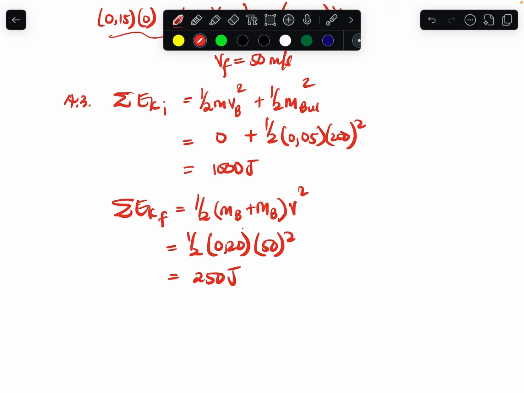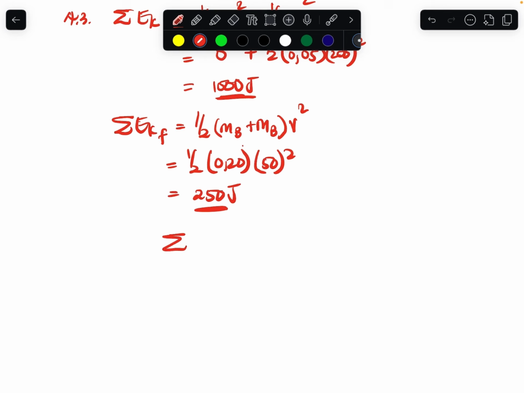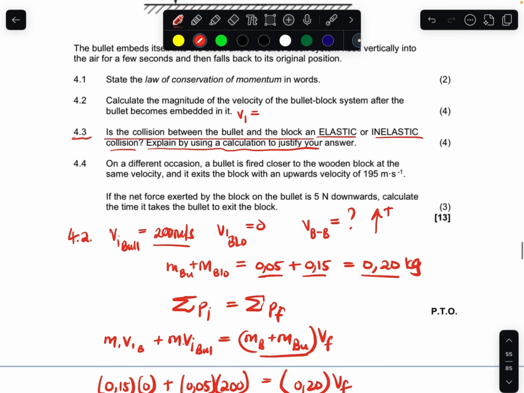Now if you look at these, the kinetic energy before and the kinetic energy after, they're not equal. So you will say the total kinetic energy before is not equal to the total kinetic energy after. Therefore, the collision is inelastic. This collision is inelastic, right? Because they are not equivalent.